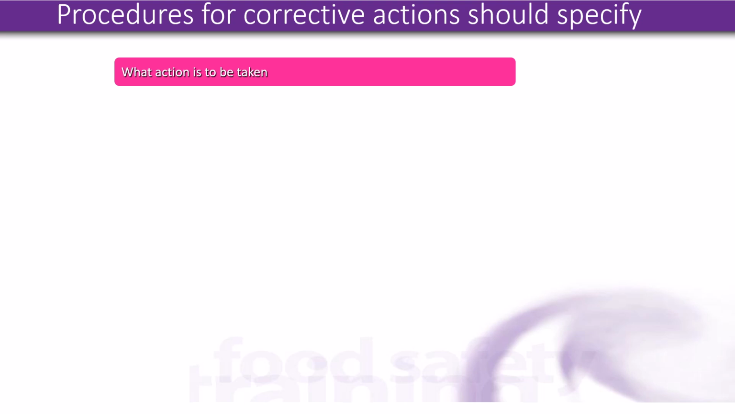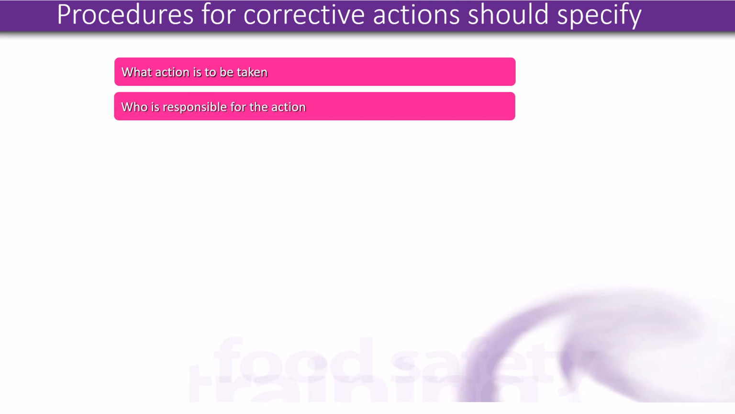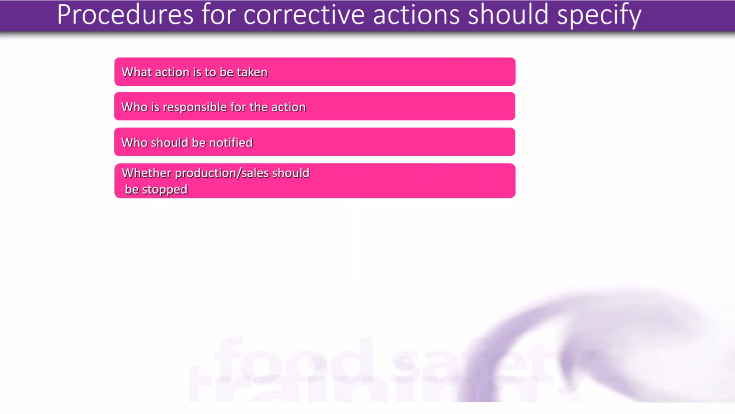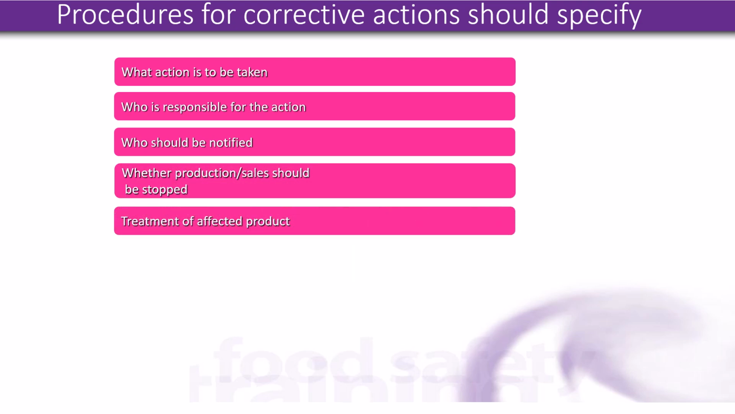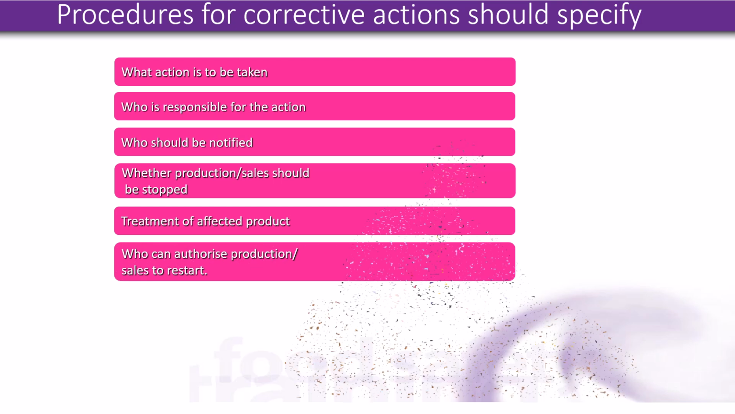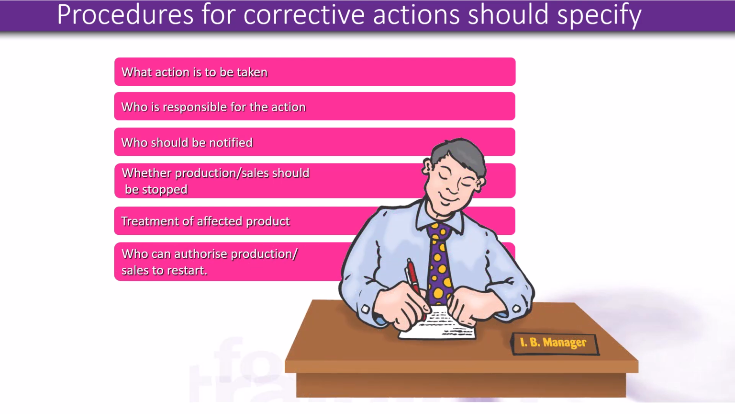Procedures for corrective actions should specify what action is to be taken, who is responsible for the action, who should be notified, whether production or sale should be stopped, treatment of affected product, who can authorize production or sales to restart, and it's usually the manager.